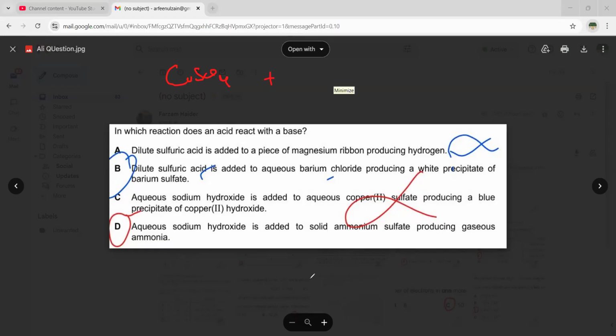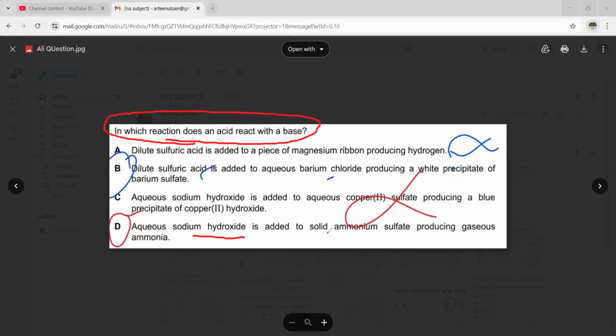Yeah, I will give an example. I'm coming to your point only. Sulfuric acid, H2SO4, is reacting with sodium hydroxide, an alkali. As a result, it will form copper hydroxide, which is a blue precipitate. So again, aqueous solutions are mixed together. This is called a precipitate reaction. The question is, in which reaction does an acid react with a base?